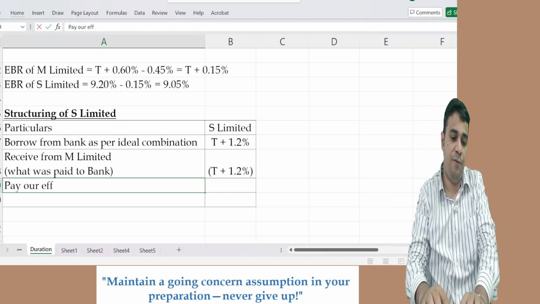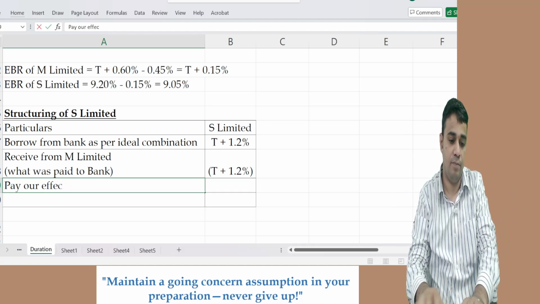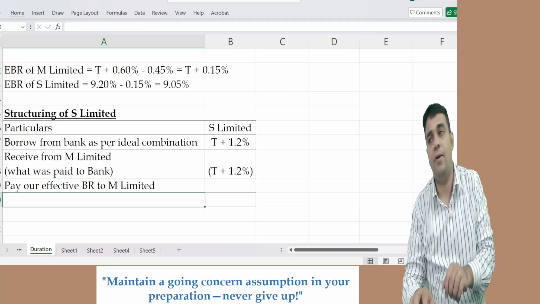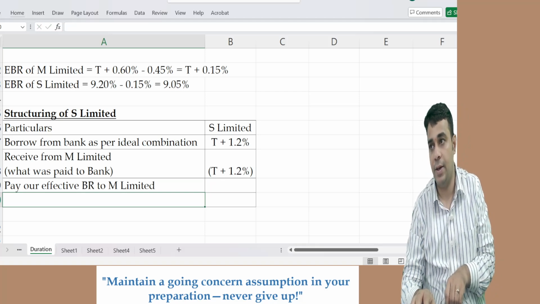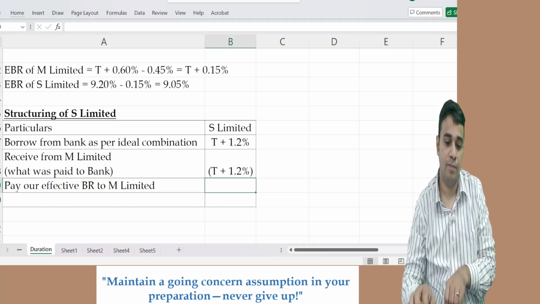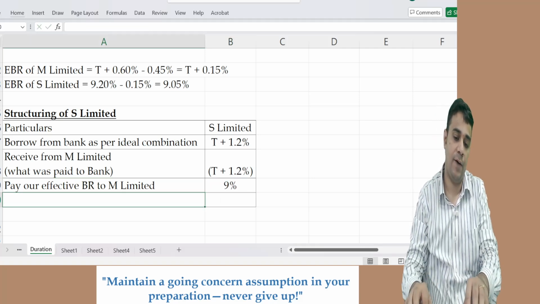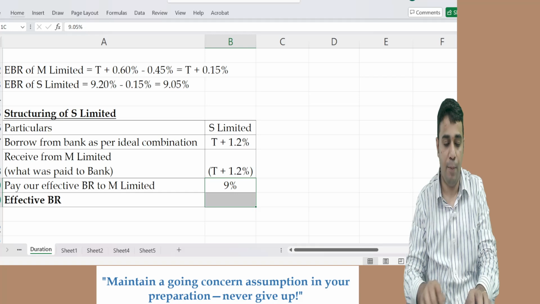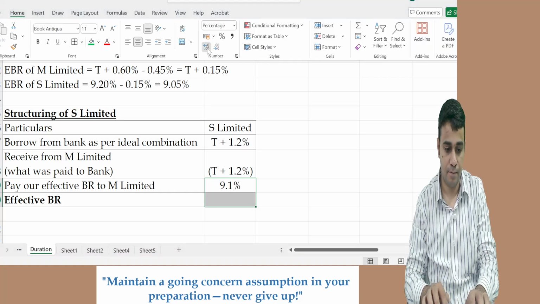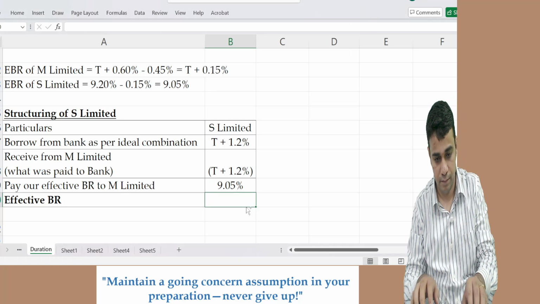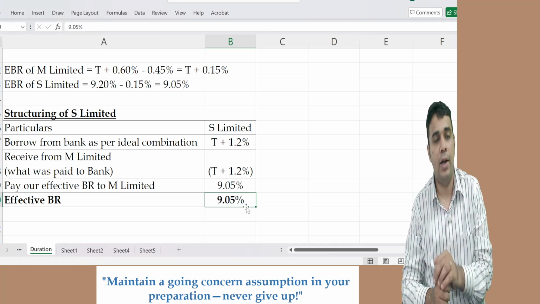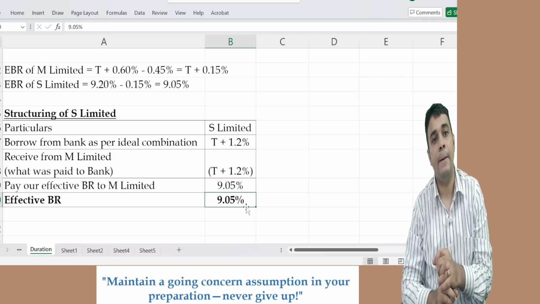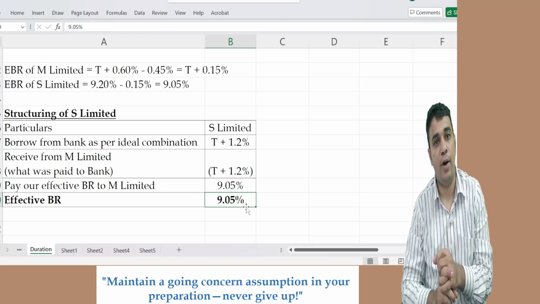Pay our effective borrowing rate to M Limited. What is our effective borrowing rate? 9.05. And final answer, effective borrowing rate 9.05%. Now I'll do structuring of the first company, which is only the balancing figure.